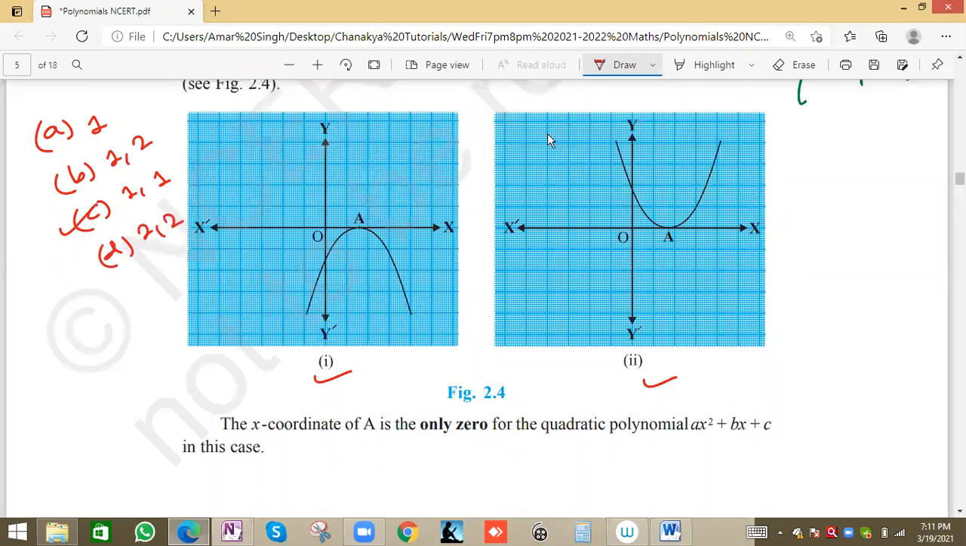See, number of zeros will be, because we know the nature of quadratic polynomial, or we can say this will be a parabola by the name. So parabola we have degree 2. The basic equation of a parabola is ax square plus bx plus c, where a is not equal to 0. So this will naturally be a parabola, and we know zeros will be 2. Number, or we can say count, of zeros will be 2.